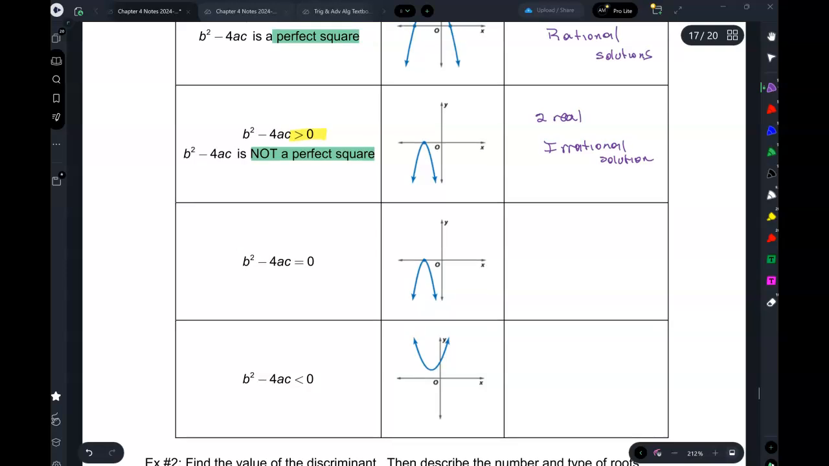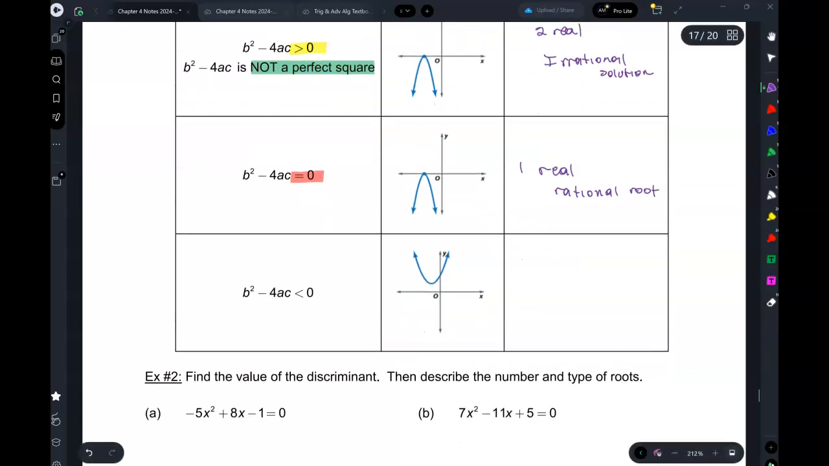Now, when the discriminant equals 0, you get one real rational root. When the discriminant is less than 0, you get two complex roots.